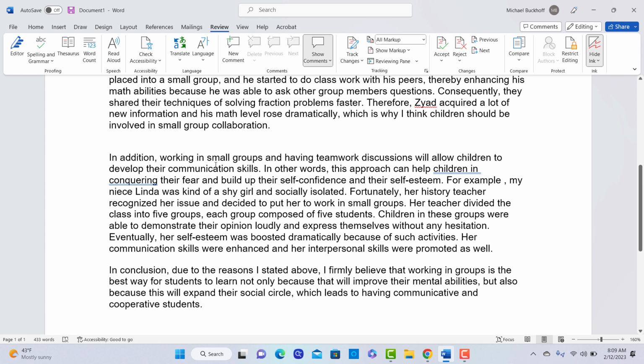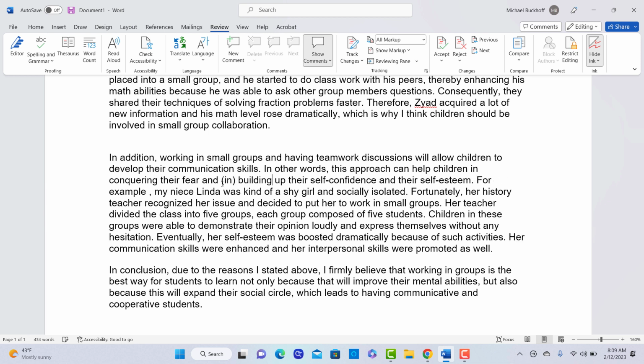It can help children in conquering their fear, and we need to think about that preposition. I think that you're using the same grammar structure here. This is a parallelism issue. So I'm going to change it to: this approach can help children in conquering their fear, and in building up their self-confidence and self-esteem.